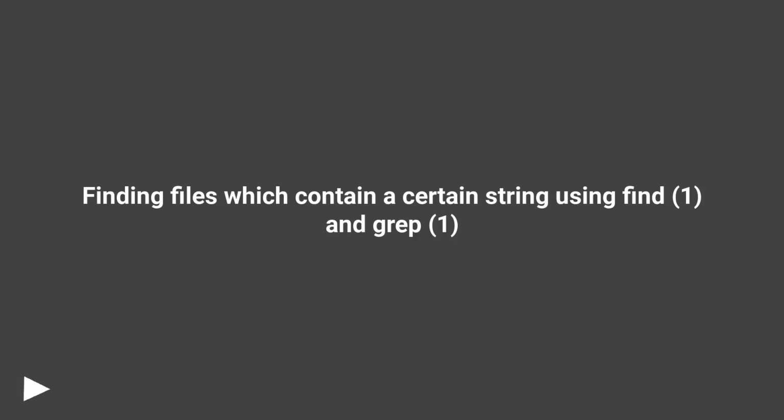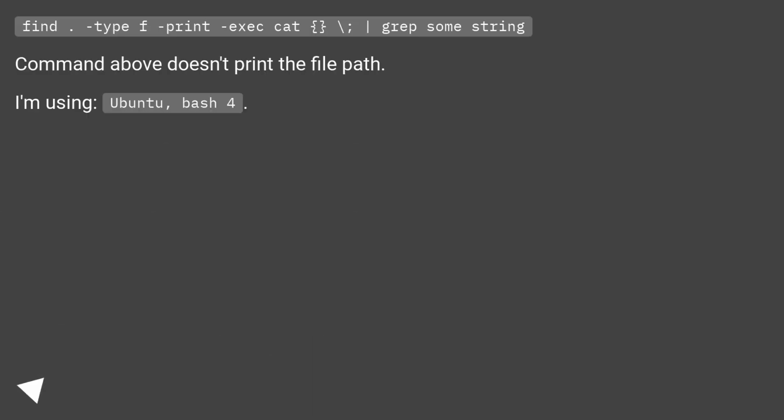Finding files which contain a certain string using find and grep. The command find . -type f -exec cat {} \; | grep some string doesn't print the file path. I'm using Ubuntu, bash 4.